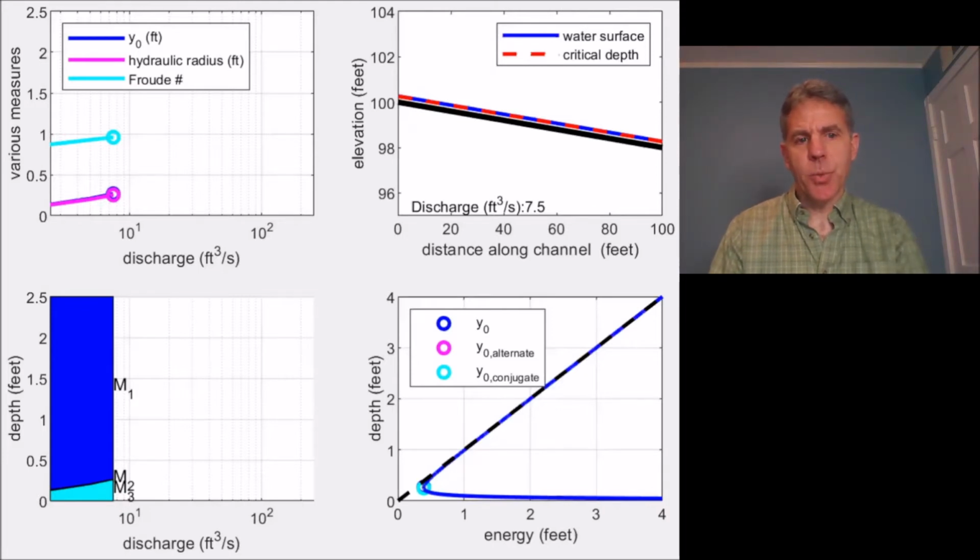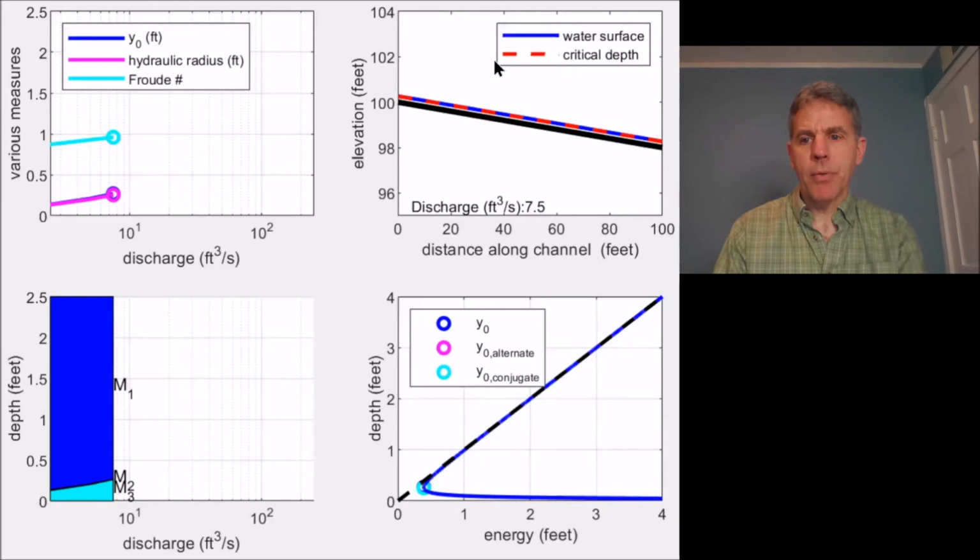This animation is one in a series of videos I've made that examines how normal depth varies with several different channel or flow properties. Here we examine the role of increasing channel discharge. Before we start this animation, let's first go over the different subfigures on the screen.